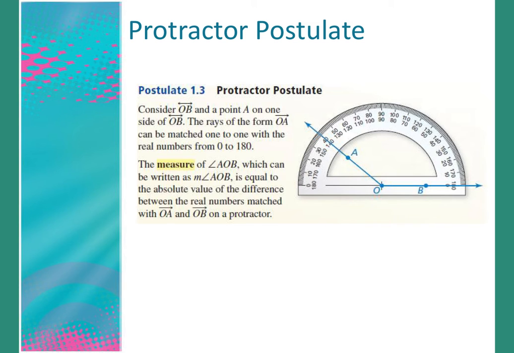And what this says is if you had line OB and a point A on one side of OB, the rays of the form OA can be matched 1 to 1 with the real numbers from 0 to 180. All it means is that you can measure any angle using the protractor, and that protractor is going to give you a numerical value for that angle. That's all the protractor postulate means. When we say the measure of an angle, it means the actual numeric value.